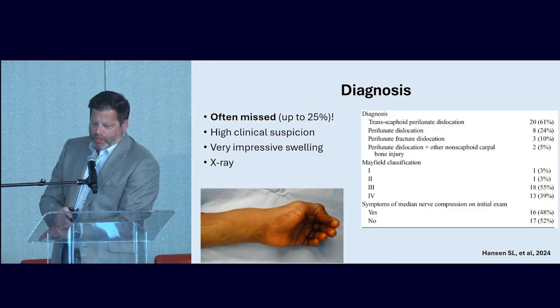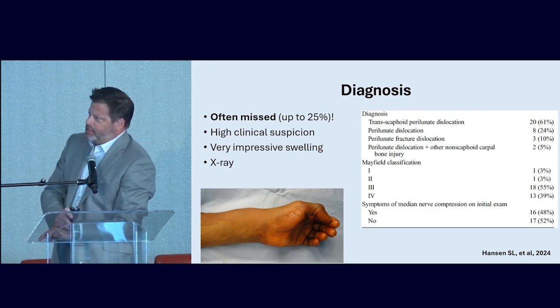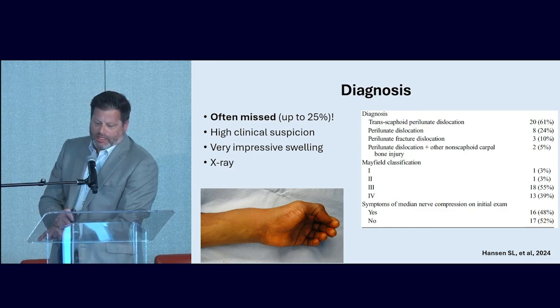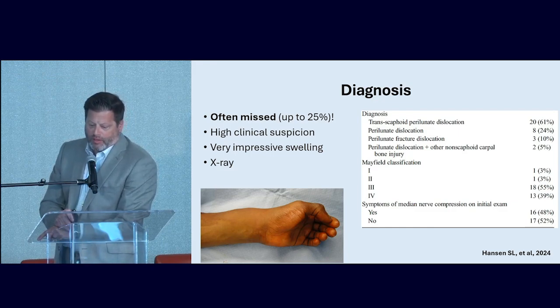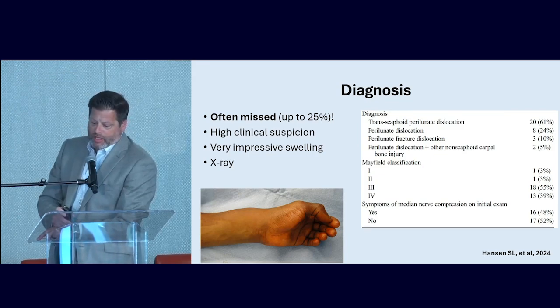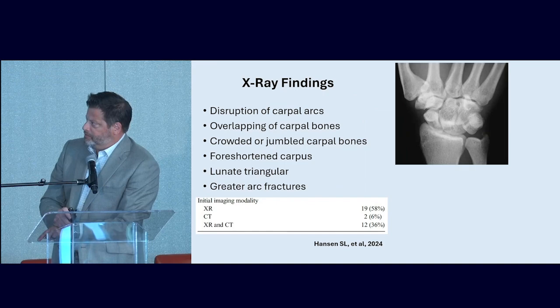So as I mentioned earlier, oftentimes the more subtle ligamentous injuries can be missed, and the literature says up to 25%. As I mentioned, we have to have a very high clinical suspicion. They have very impressive swelling, and x-rays are indicated. And interestingly enough, you'll see from some of our data, we get advanced imaging, but really all you need are x-rays to diagnose this injury.